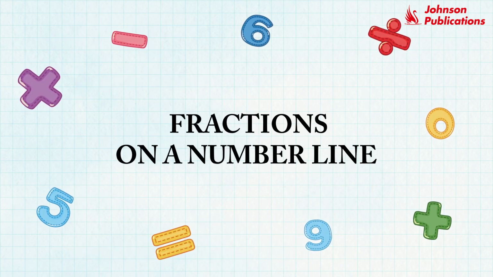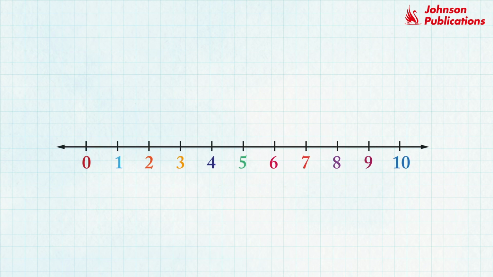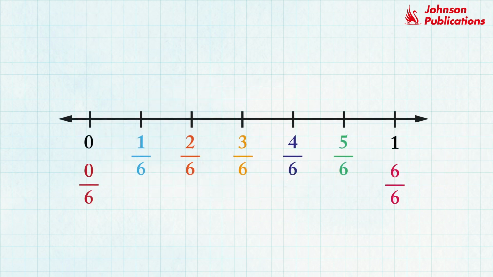Fractions on a number line. Recall the number line for whole numbers. Let us divide the section 0 to 1 into 6 equal parts. On this number line, the first mark after 0 represents 1/6. The next mark represents 2/6. The third mark represents 3/6 or 1/2. The fourth mark represents 4/6 or 2/3. The fifth mark represents 5/6. The sixth mark represents 6/6 or 1.